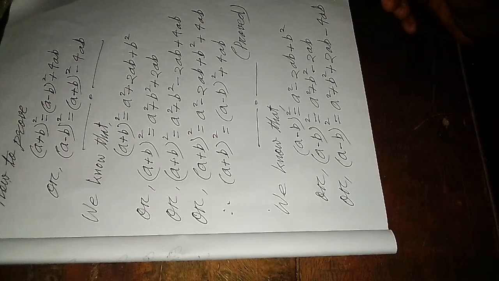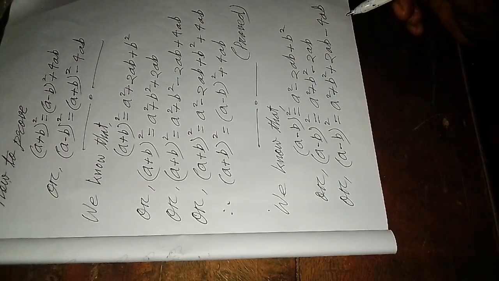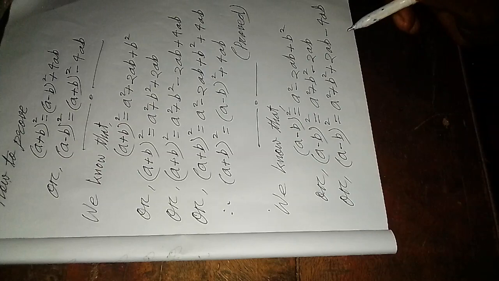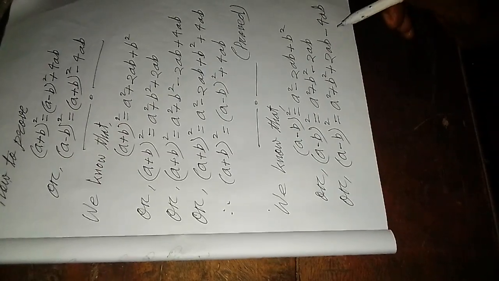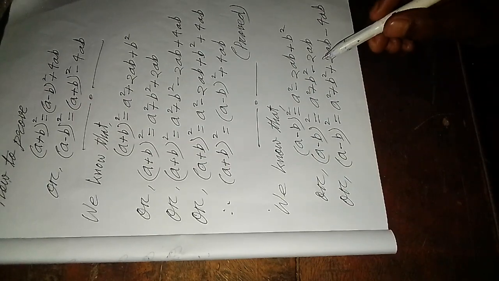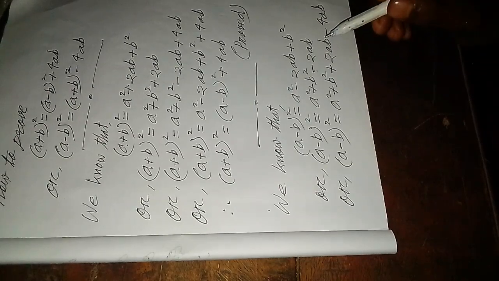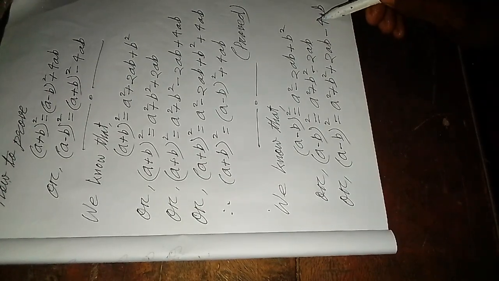I say again, when we do 2ab plus with minus 4ab, then we will get the result minus 2ab. I hope you understand.